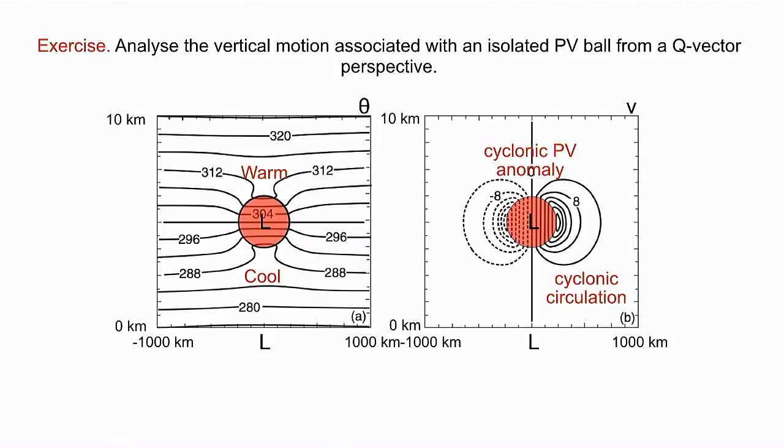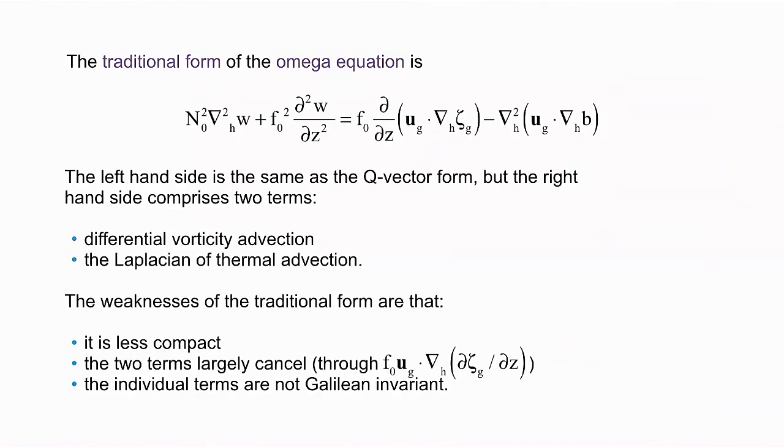Here's another exercise for you. Michael talked about the PV ball and talked about vertical motion associated with an isolated PV ball. Do this from a Q vector perspective. Work out where the vertical motion should be and why from our Q vector rules. I want to just leave you with one other thing.